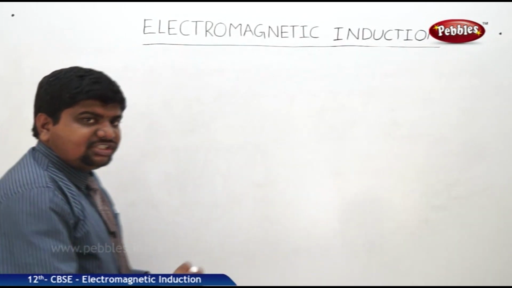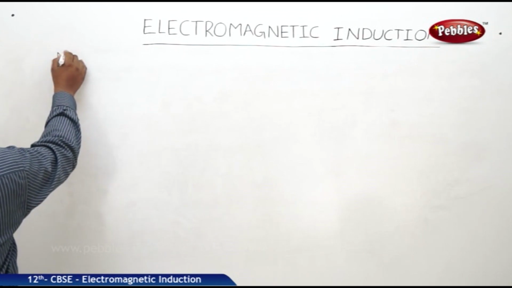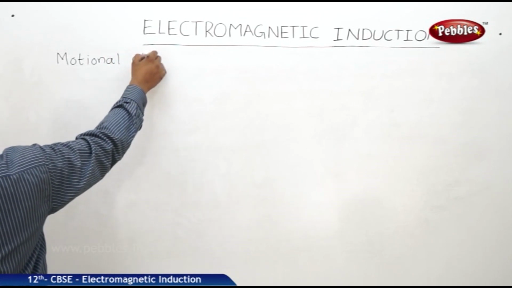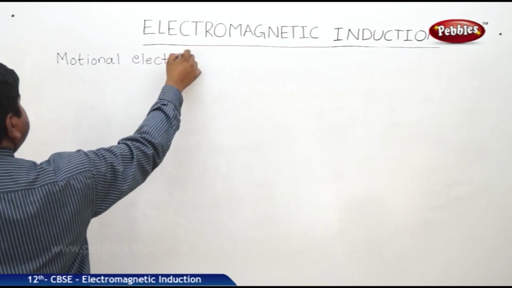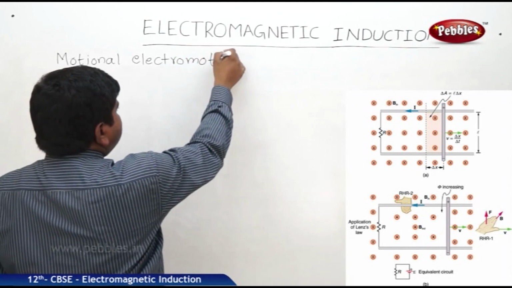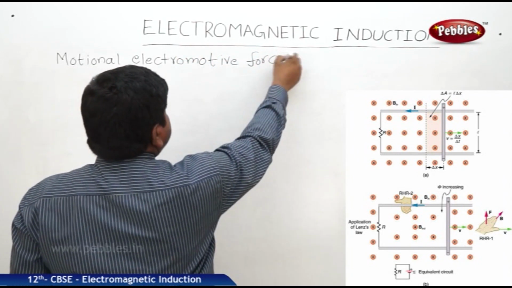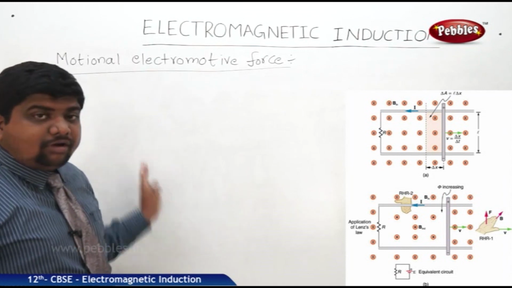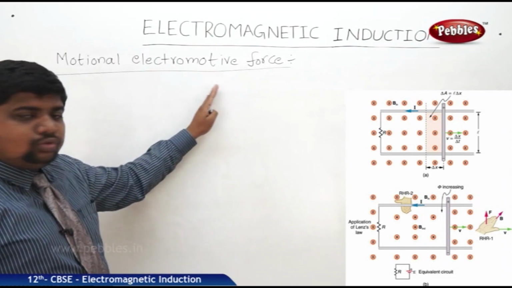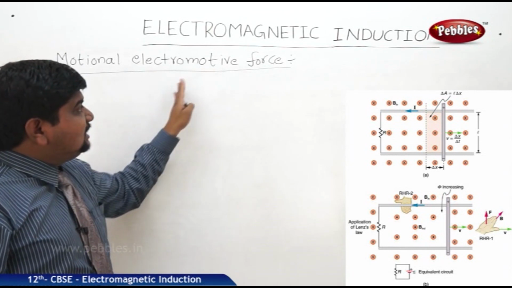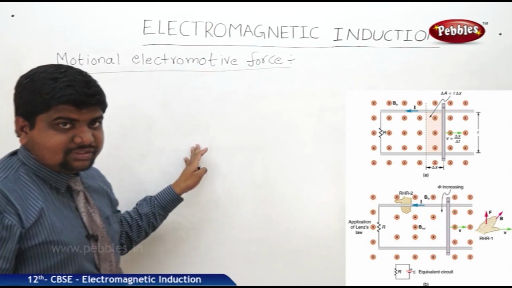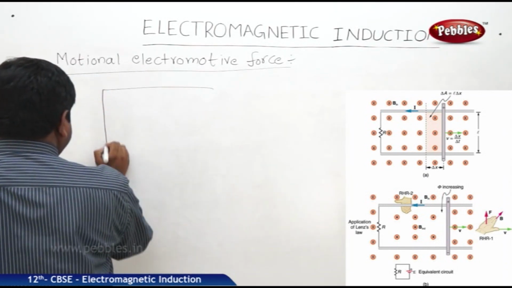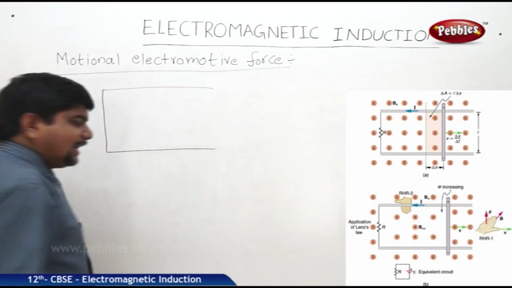Now the concept is motional electromotive force. The concept is like this. We will take a conducting rod moving through a magnetic field, and we are going to see what the change in the electromotive force will be. For that purpose, take a magnetic material which is in a rectangular shape.